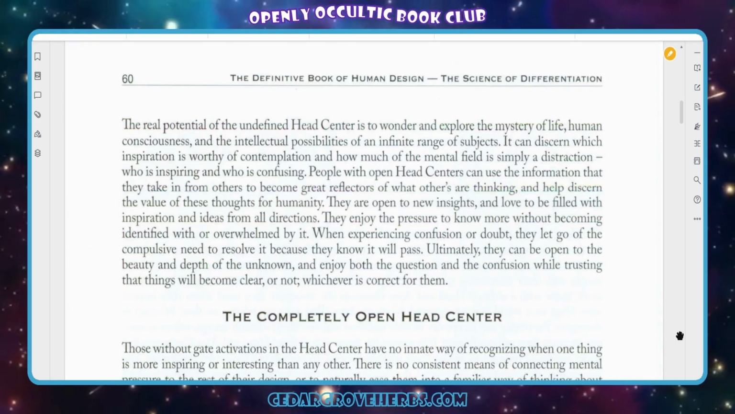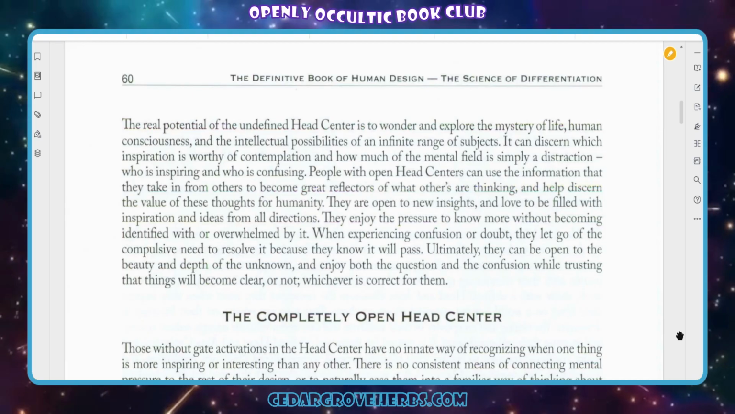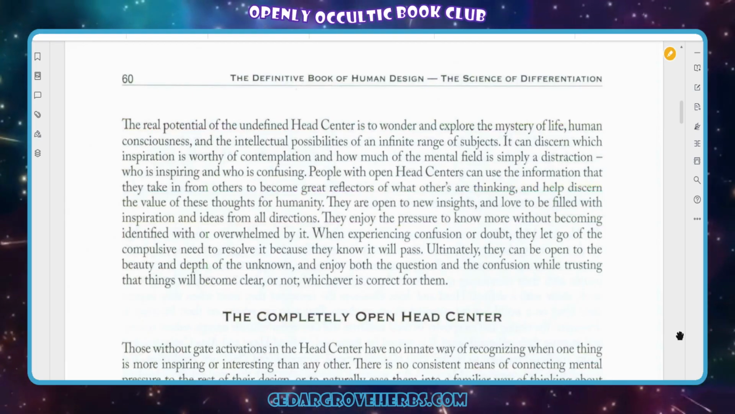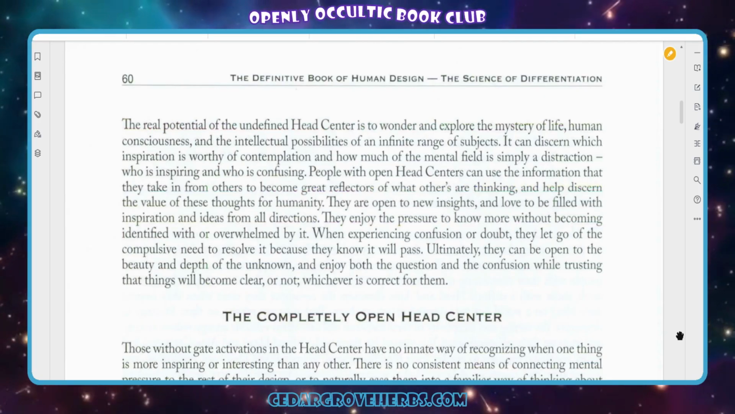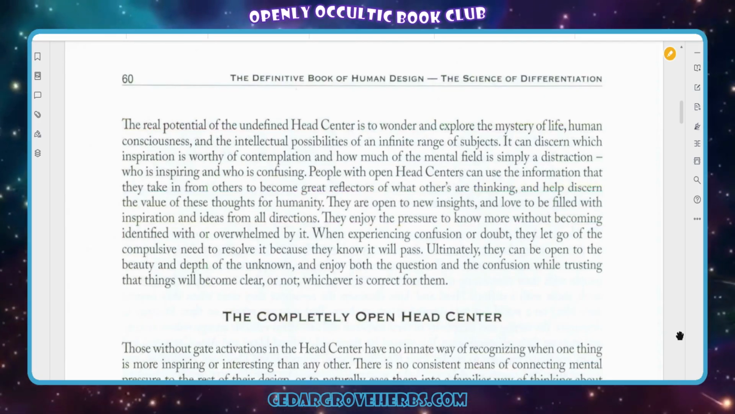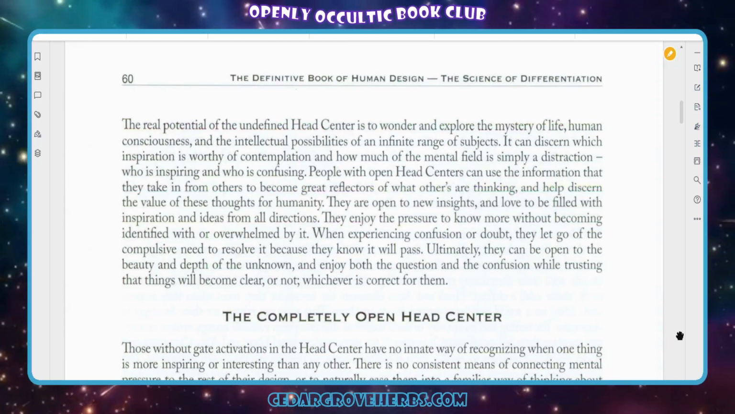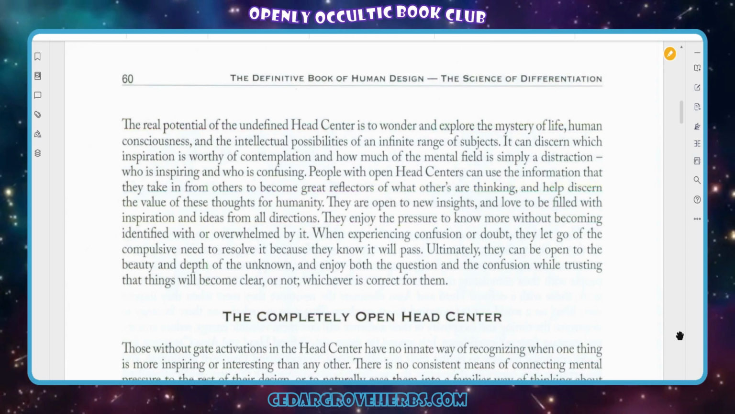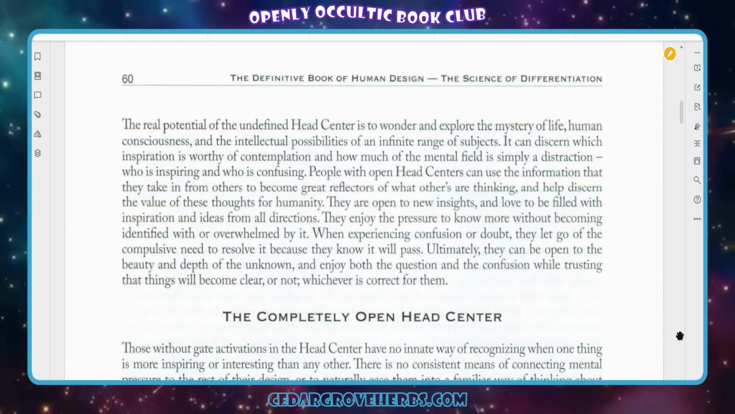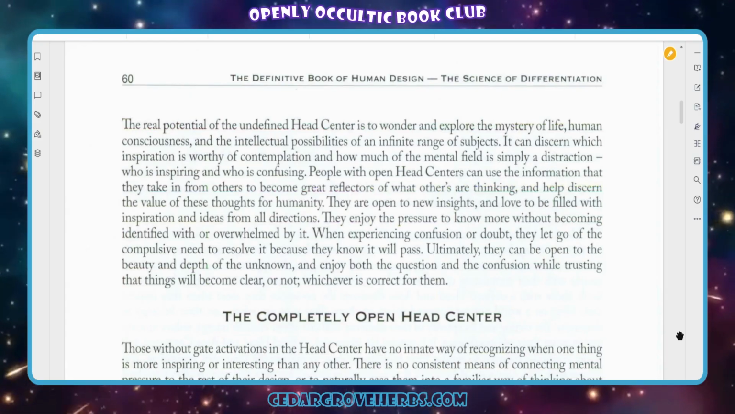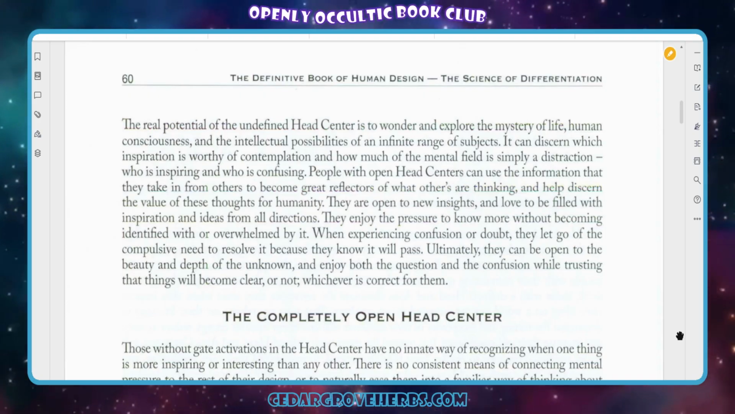They're open to new insights and love to be filled with inspiration and ideas from all directions. They enjoy the pressure to know more without becoming identified with or overwhelmed by it. When experiencing confusion or doubt, they let go of the compulsive need to resolve it because they know it will pass. Ultimately, they can be open to the beauty and depth of the unknown and enjoy both the question and the confusion while trusting that things will become clear or not, whichever is correct for them.